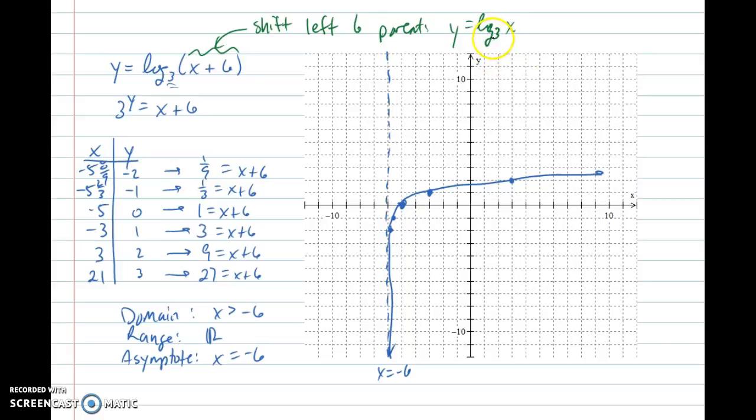When we're shifting the basic log graph left 6, instead of being on the y-axis, where my asymptote is for most log graphs, when I shift left 6, it's over here at x equals negative 6, but the shape is the same. And again, note please that if we look at the asymptote, that x-intercept is 1 off the asymptote, the next point up is 3 off the asymptote because that's a base 3 function.